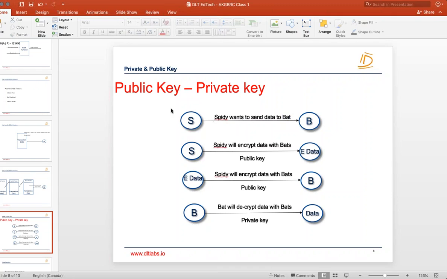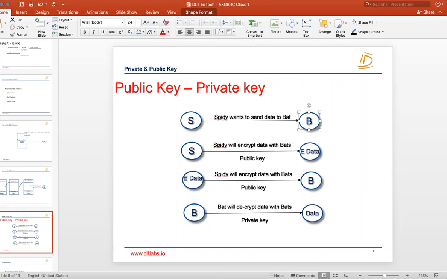Okay, it is also given that the public key of each is known by the other. So Spidey has his own public and private key pair. Batman also has his own public and private key pair. Bat's public key is known to Spidey, and Spidey's public key is known to Bat. Again, I'm stating the rule. Spidey wants to send the data to Bat. Spidey has his own public and private key pair. Bat also has his own public and private key pair. Bat's public key is known by Spidey, and Spidey's public key is known by Bat.